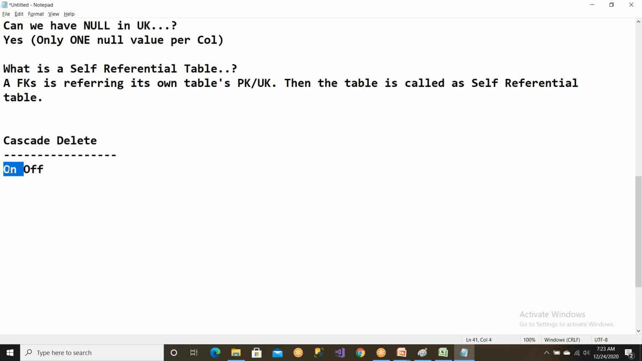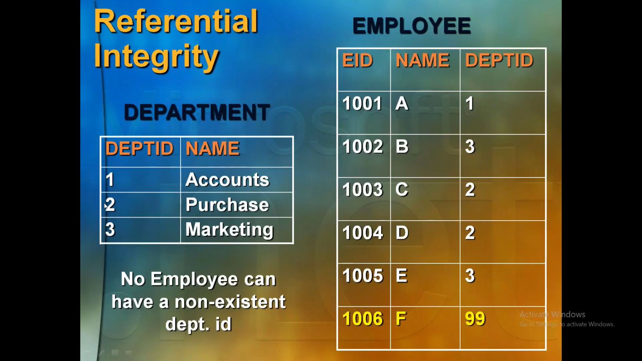So this is what is called cascade delete on. On means if you delete something in the parent table, corresponding rows will be automatically deleted from the child table. If you make it off, no action is taken in the child table. That is the meaning. The next one is called cascade update. Cascade update is also the same. I wanted to update 1 to double 1, 2 to double 2, 3 to double 3. If you make it on, all ones will become double ones, all twos will become double twos, and all threes will become double threes automatically.